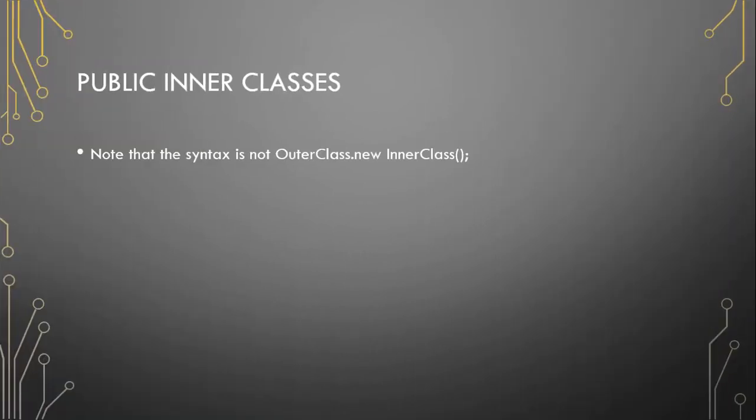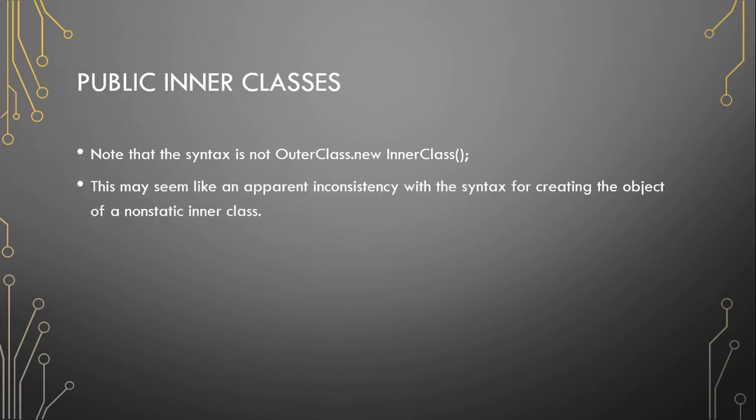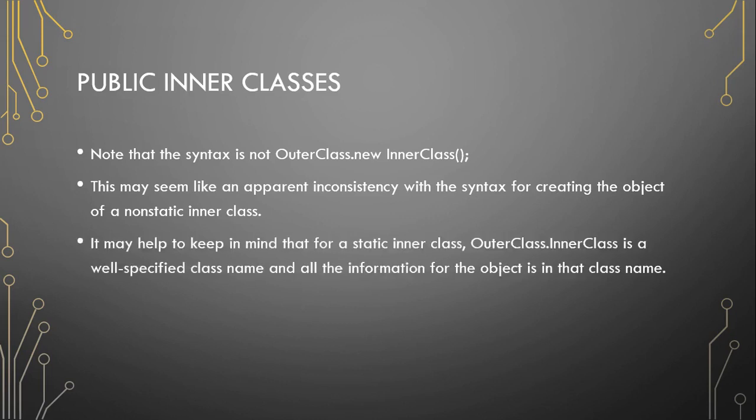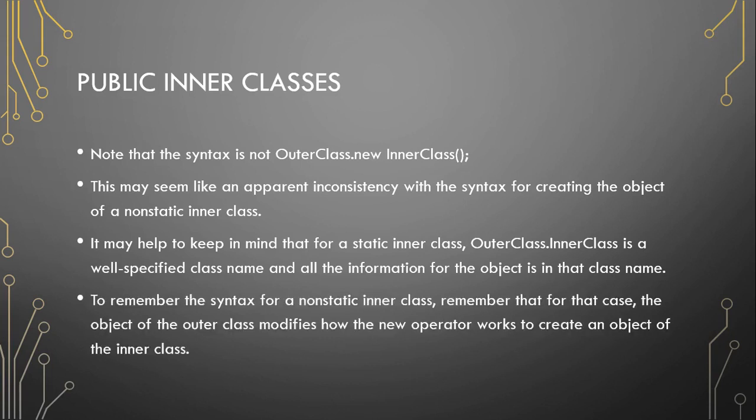You'll notice that the syntax is no longer outer class.new inner class. We don't have to put the other object there anymore. This may seem like an apparent inconsistency with the syntax while creating the object of a non-static class, but it may help to keep in mind that for a static inner class, outer class.inner class is a well-specified class name, and all the information for the object is in that class name.